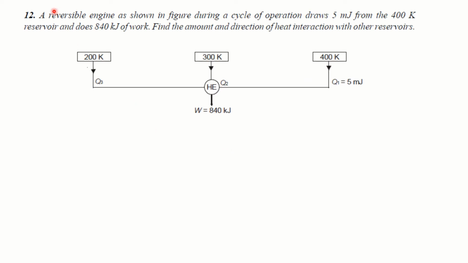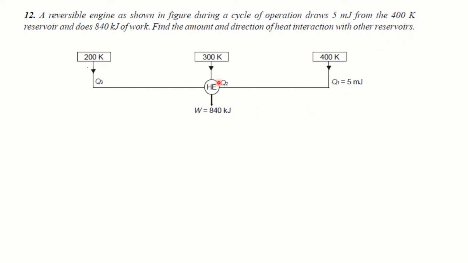Now, let us consider this example. A reversible engine, as shown in figure, during a cycle of operation draws 5 megajoules from 400K reservoir and does 840 kilojoule of work. Find the amount and direction of heat interaction with other reservoirs.